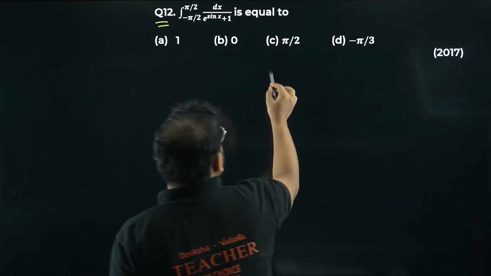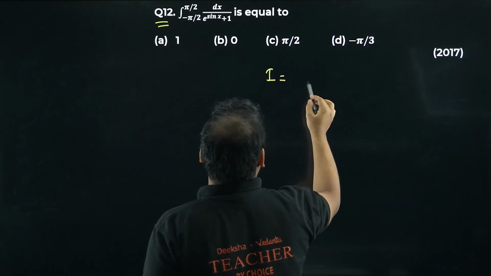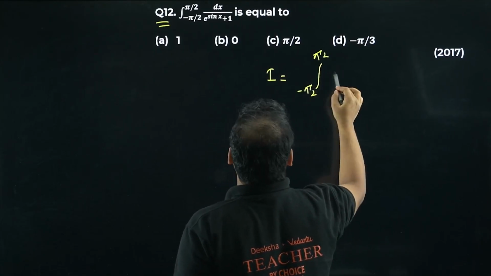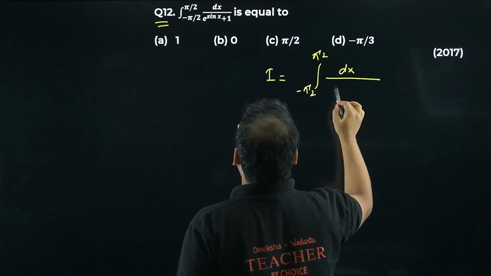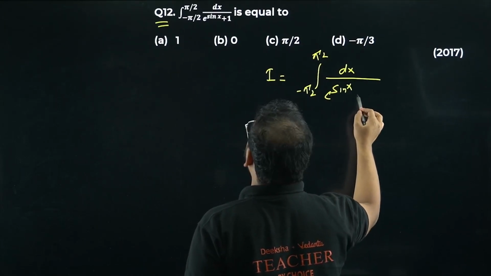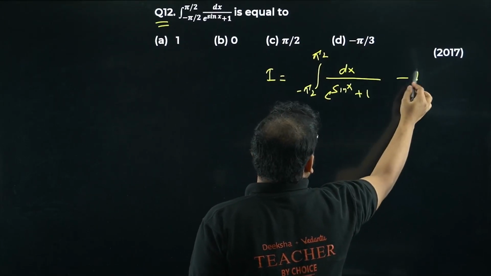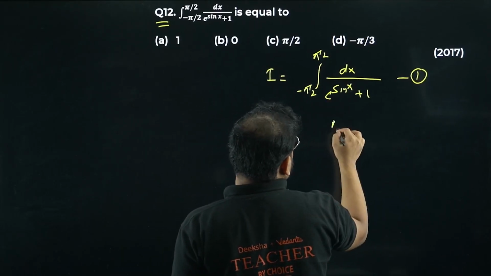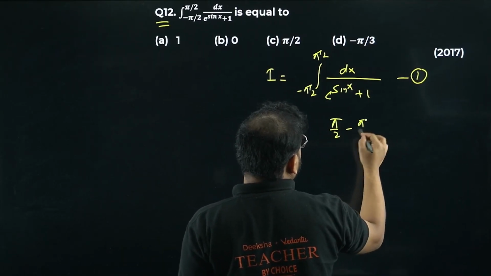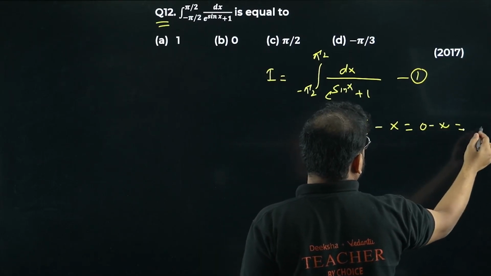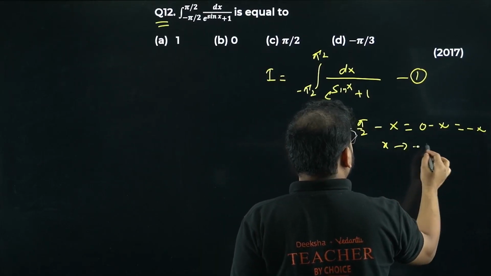Please check. So right here, I equals to, what you'll have, minus pi by 2 to pi by 2. We'll write the same thing over here. Dx upon e power sine x plus 1. This is my equation number 1. Okay, next what I'm going to do, add this, right? Pi by 2 minus pi by 2, then minus x. What I have? 0 minus x, basically minus x. Replace x by minus x. What are you going to get?